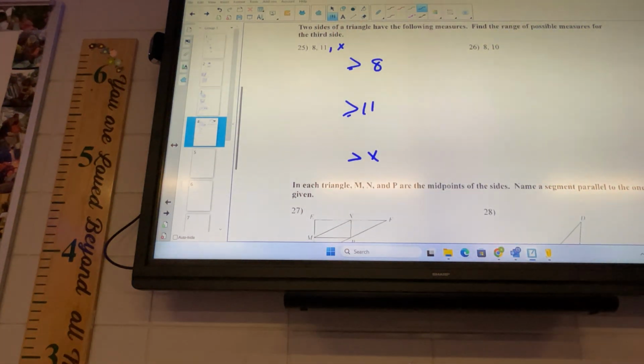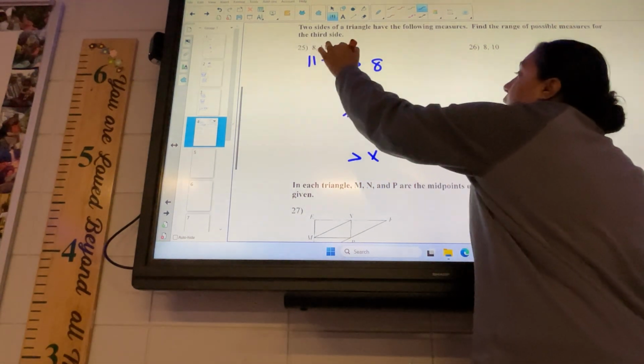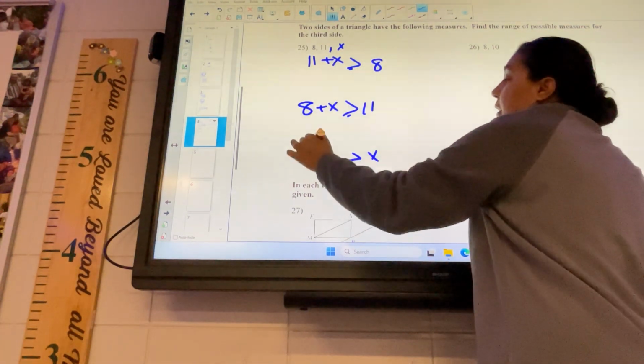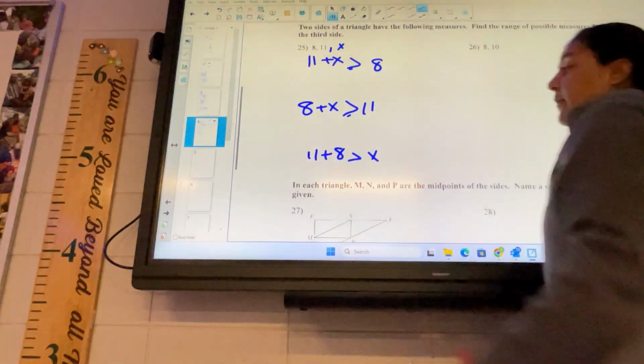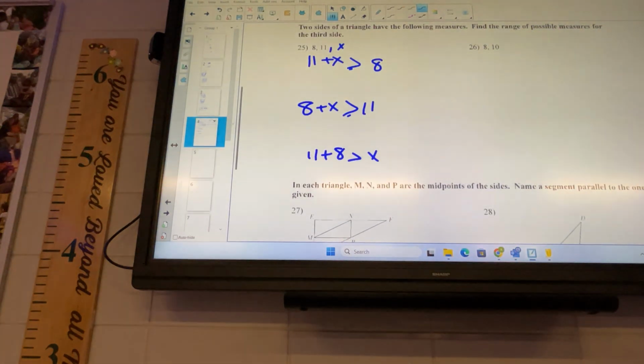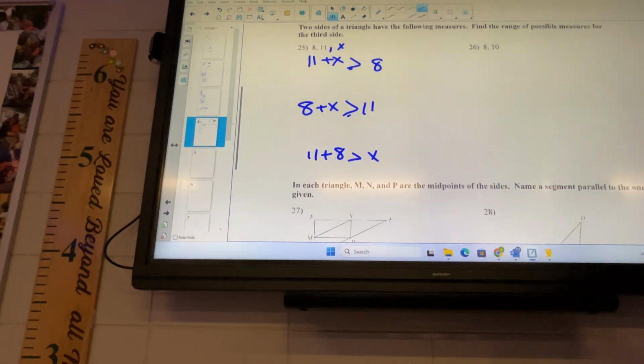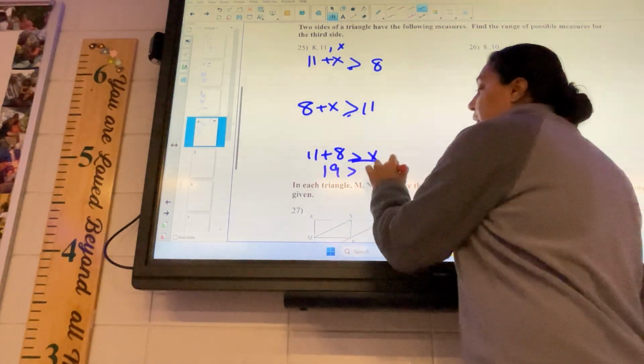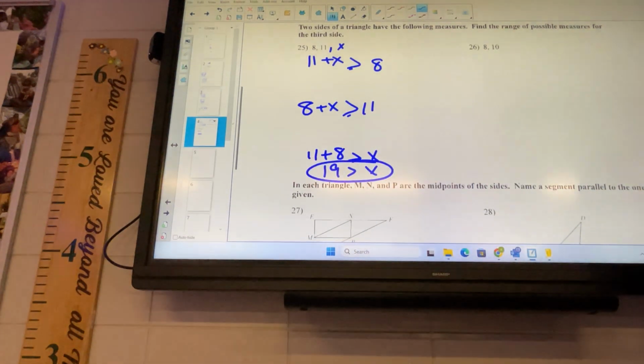Okay, for the 8, what's going to be the 2? 11. 11 and X. Okay, for the 11, it's going to be 8 and X, and then the bottom one is going to be 11 plus 8. Which one do you know for sure is going to be an answer? X. The bottom one, okay? 11 plus 8, it's going to be 19. Okay, this one is definitely going to be an answer.